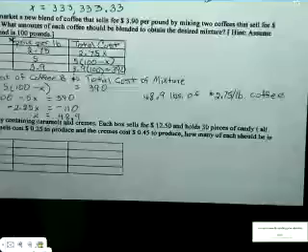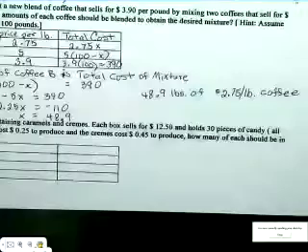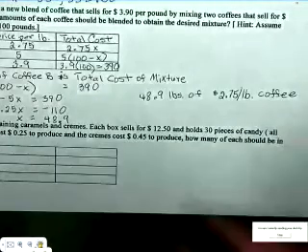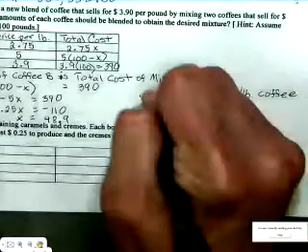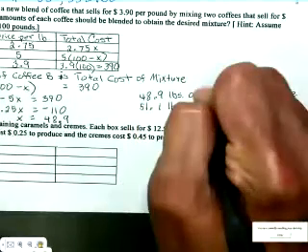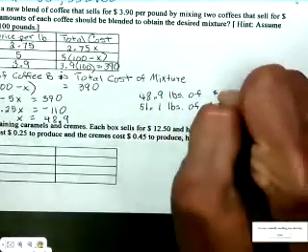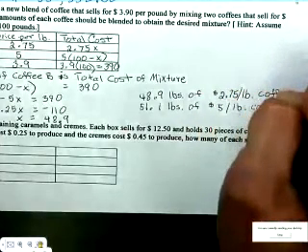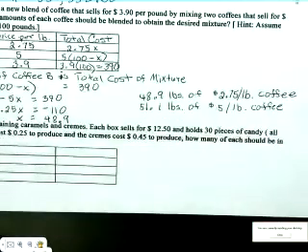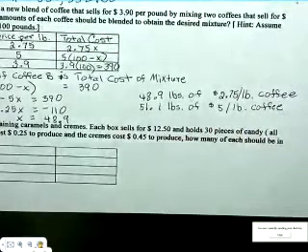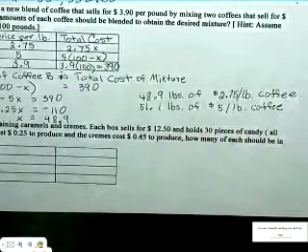And then how much of the more expensive coffee? Yep. They're supposed to add up to 100. Then you need to use 51.1 pounds of the $5 a pound coffee. All right.